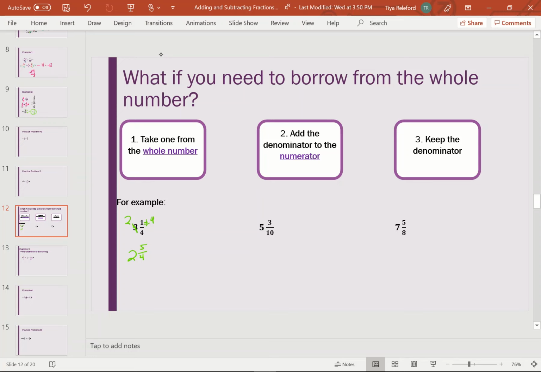Same with the 5 3/10. We're going to borrow from the 5, and we're going to add 10 to the 3. So what you end up with is 4 13/10. And then I want you to try this last one on your own. Hopefully you ended up with 13/8 is what you should have had.